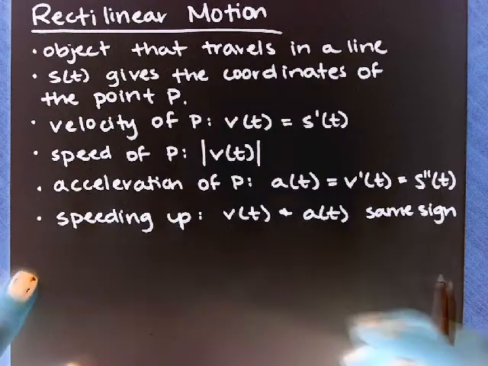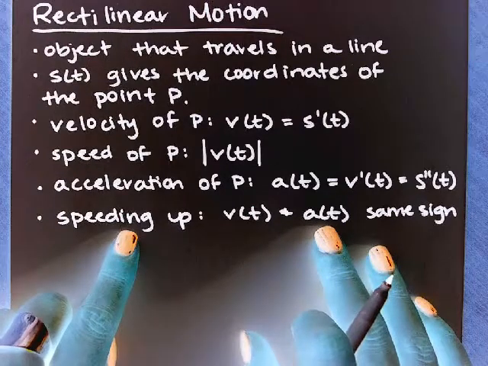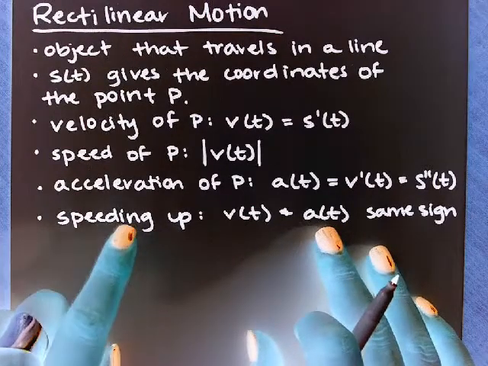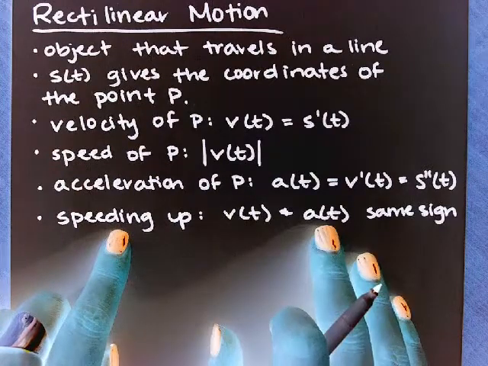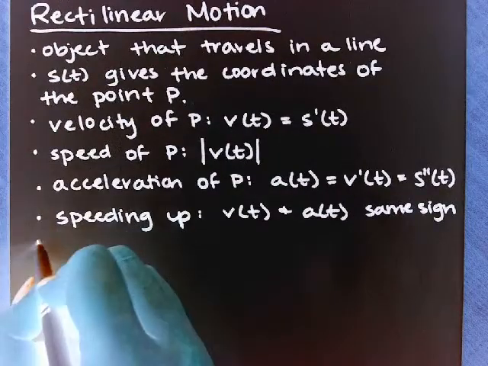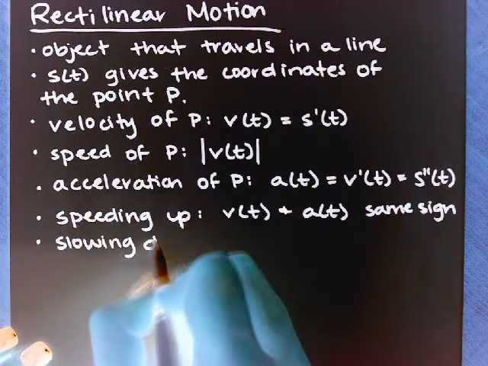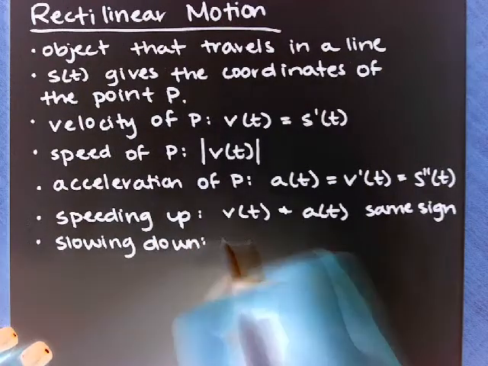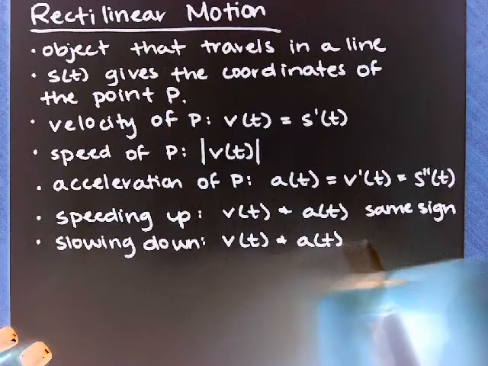So when we say speeding up or slowing down, we do not use that to describe acceleration because that's different, okay? If you want to know if the particle is speeding up, you check the velocity and the acceleration at that time and you see if they have the same sign or if they don't. A particle would appear to be slowing down if the velocity and the acceleration have opposite signs.